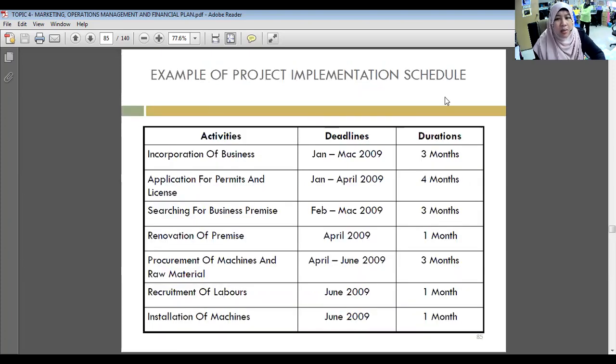And this is the example of the project implementation schedule. We have the incorporation of the business from January to March 2009, 3 months. Application for the permits and license, January to April 2009, 4 months. If you realize, this whole process will be completed in the Gantt chart. Searching for the business premises from February to March 2009, 3 months, and renovation of the premises in April 2009, 1 month. Procurement of the machines and raw materials from April to June 2009, 3 months. Recruitment of labor in June 2009, 1 month, and installation of the machine in June 2009, 1 month.